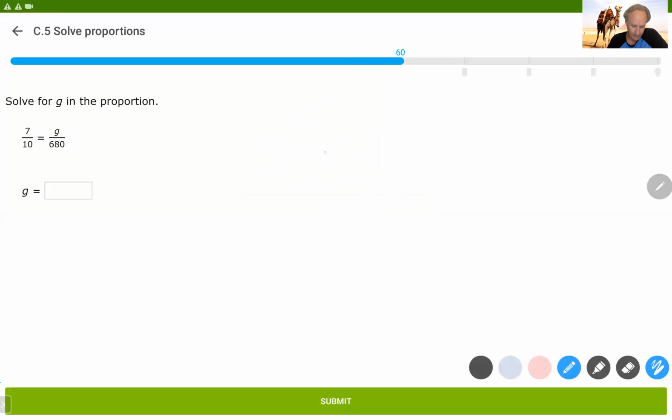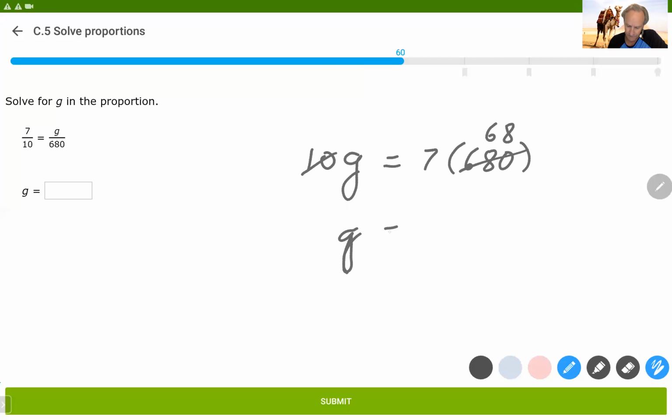All right, so now we've got 10g equals 7 times 680. And this time I'm dividing by 10 on both sides. And I have to multiply, sorry, that's an ugly g, 7 times 68, which is, put it on the side, that's 56, carry the 5, and 47, 476.